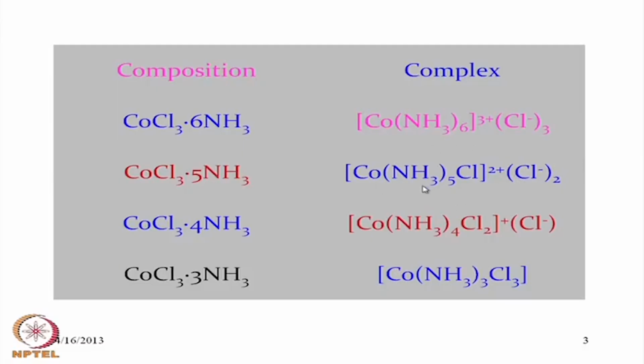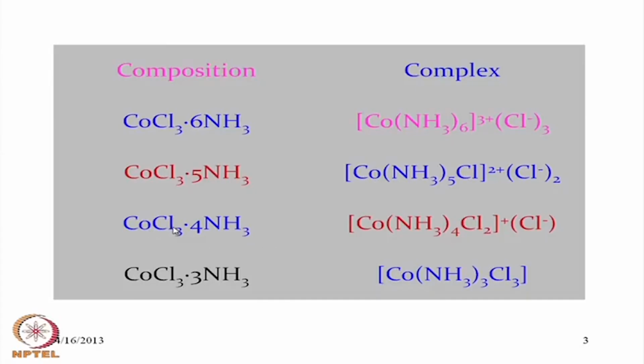So this particular species is different from the first one in the sense that it has 6 ammonia surrounding the metal center there, while here one of them is not ammonia but a Cl. That means we have the Cl group directly attached to the cobalt center.